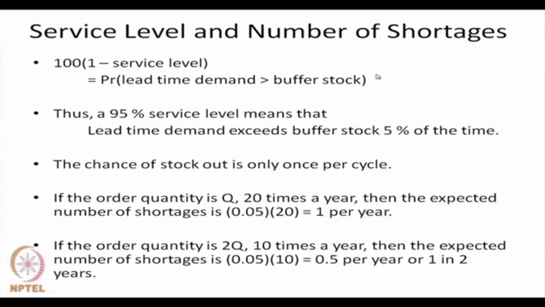Before we go for the dependent demand case, we will give some more insights into the service level. As already I have told, the chance of stock out, 100 into 1 minus service level, is the probability that the lead time demand is greater than buffer stock. Thus, 95% service level means lead time demand exceeds buffer stock 5% of the time.